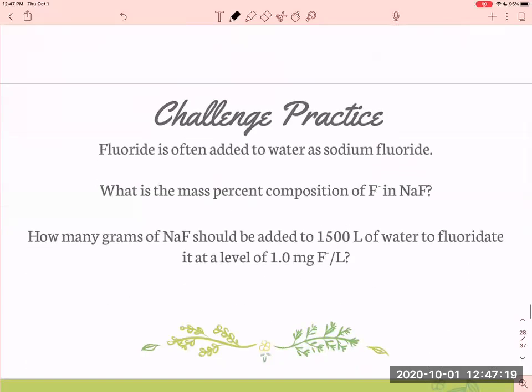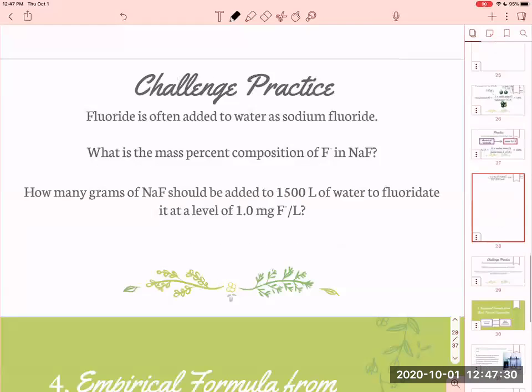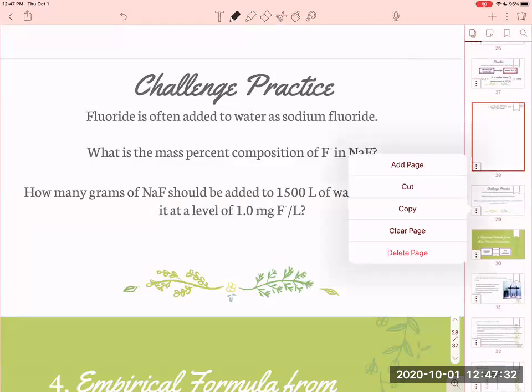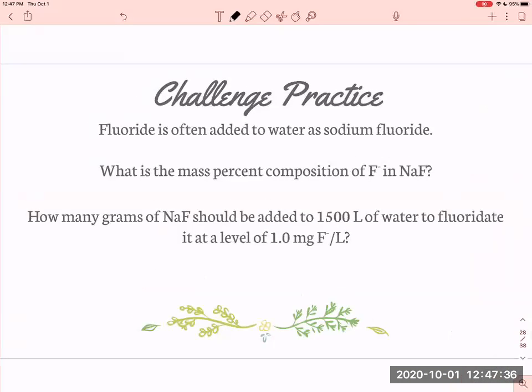So let's ramp it up a notch and try this challenge problem where I'm going to ask you for the mass percent and then I want you to use that information. So I will grab myself another page here and I'm hoping that you will pause at this point and try to work this out. To work this out, first I want to have the percent composition, and in this practice I'm actually not challenging you quite as much as I could because I am giving you the formula.